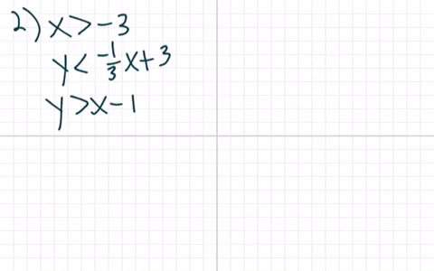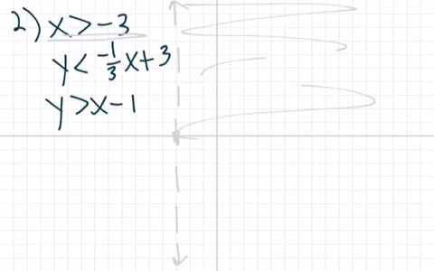So if you look at this first line, this is like an x equals, which is a vertical line. So it's a vertical line at negative 3, but because it doesn't have equal to, it's dashed. And greater than is going to mean to shade this way.